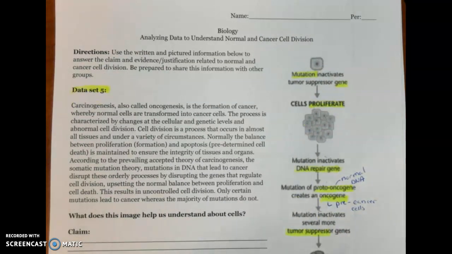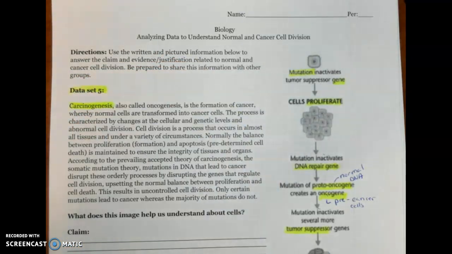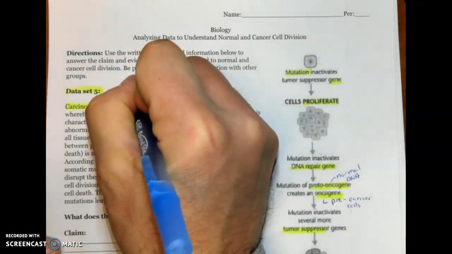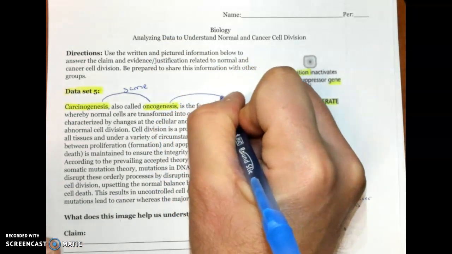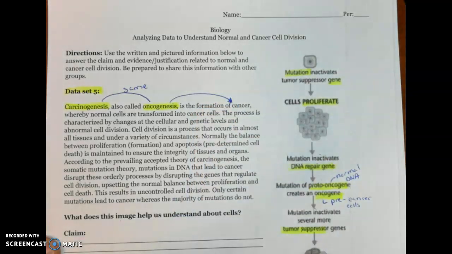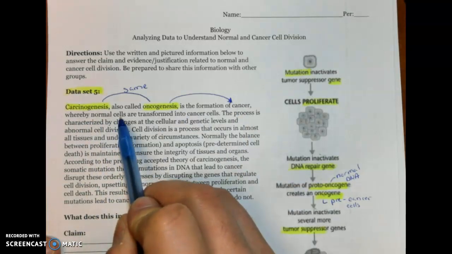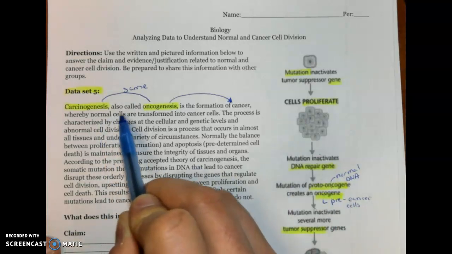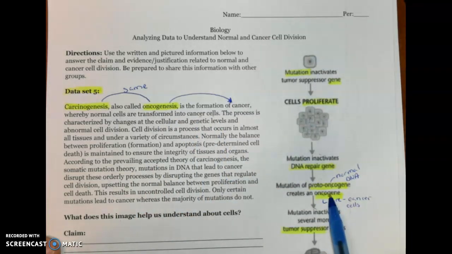So now that we have talked about the image on your page, let's talk about the reading here. We see carcinogenesis, which is also called oncogenesis. They are the same thing. It is the formation of cancer. So this is when cancer forms. Cancer is when normal cells, proto-oncogenes, have their DNA transformed into cancer cells. So the DNA in the cancer cells now would become one of those oncogenes.